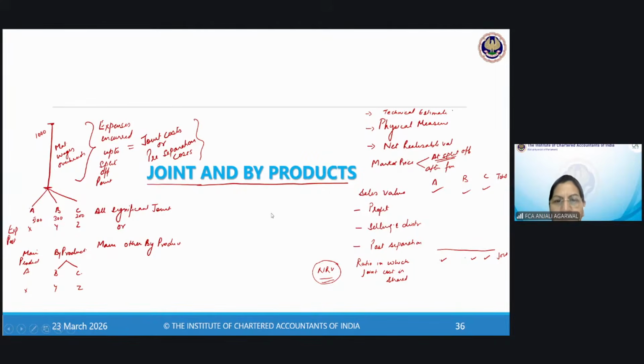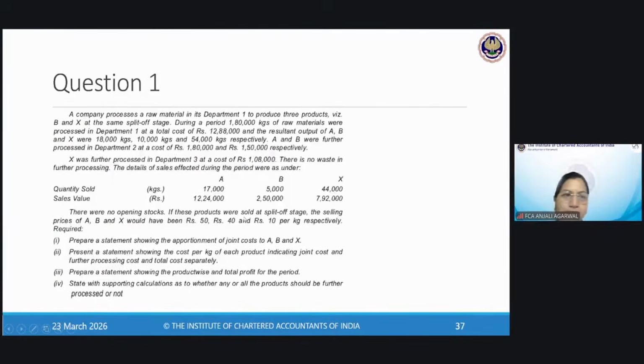Now let us look at one comprehensive question, and from that we will understand how the joint costs will be bifurcated. There's a company that processes the raw material in department 1 and produces 3 products, let's say A, B, and X, at the same split off stage. So you are incurring some expense, and after some time you get 3 products, A, B, X.